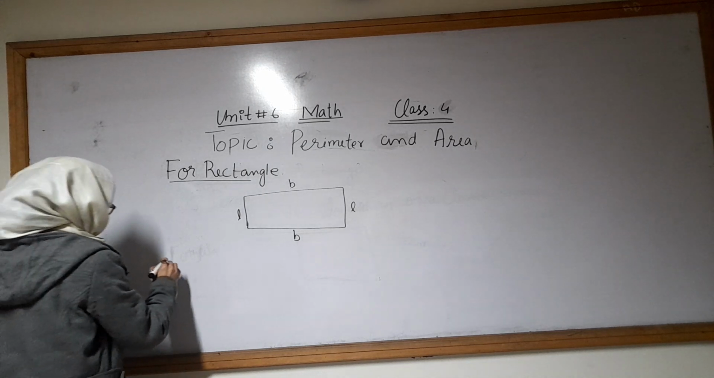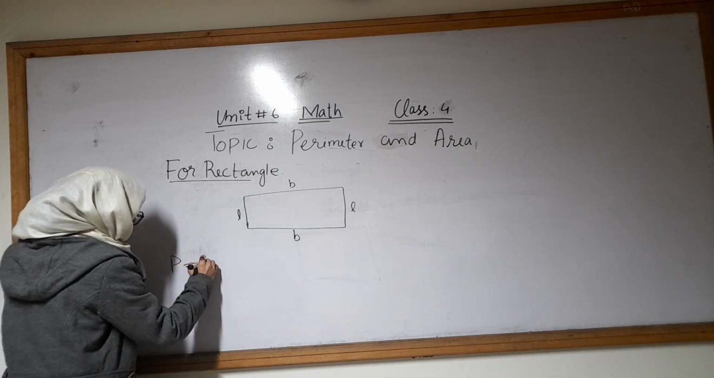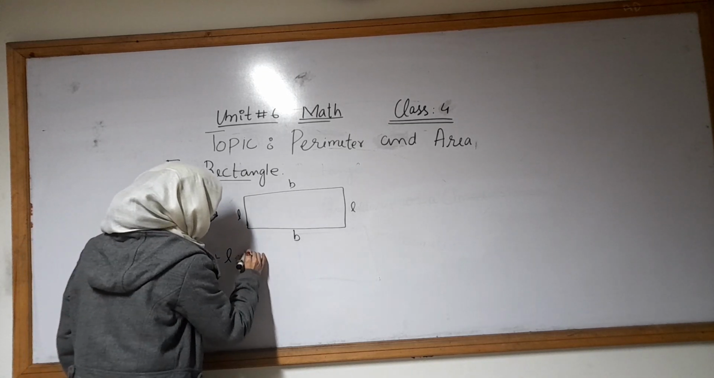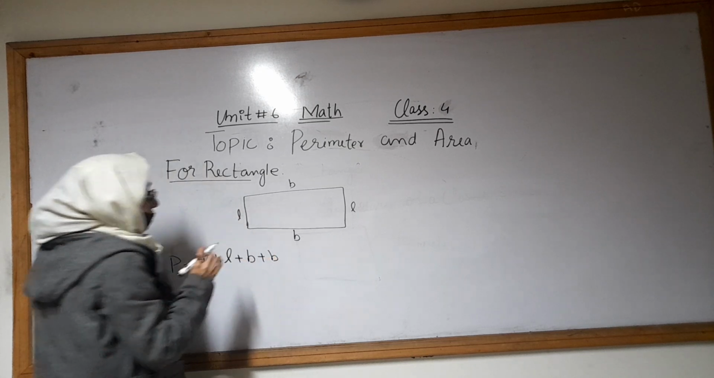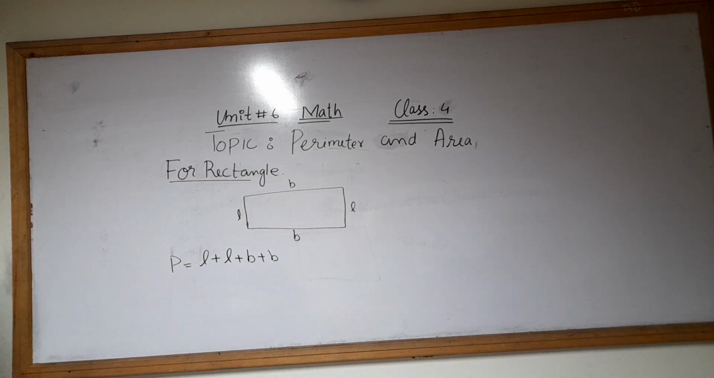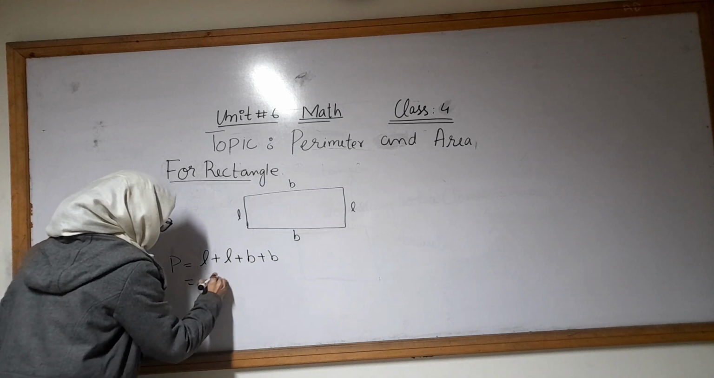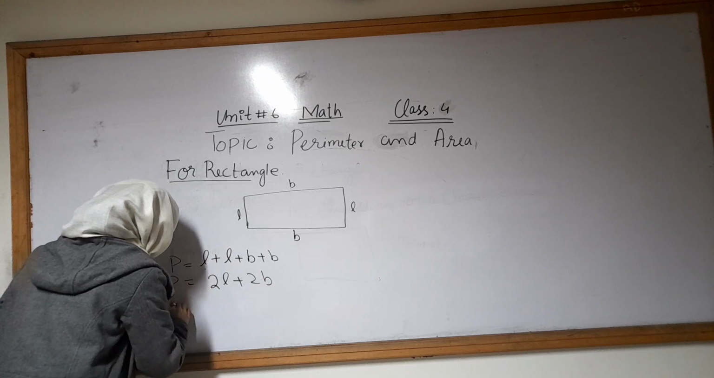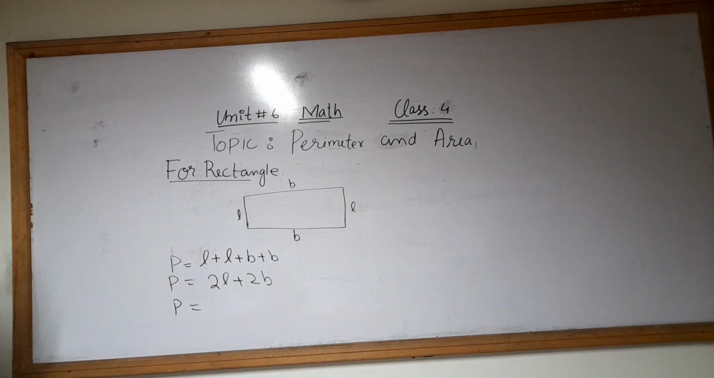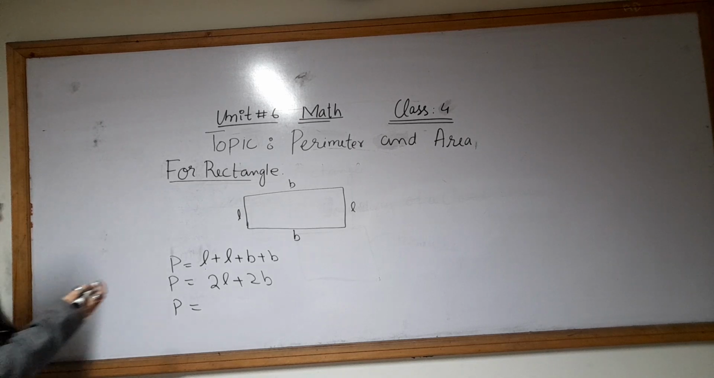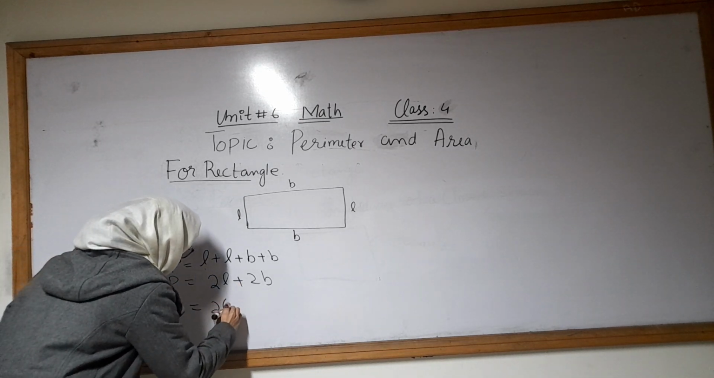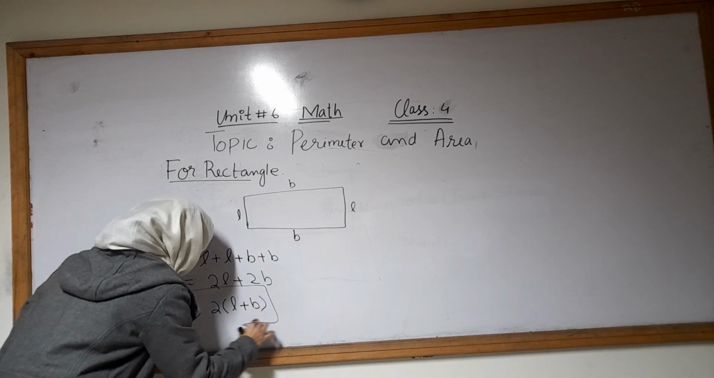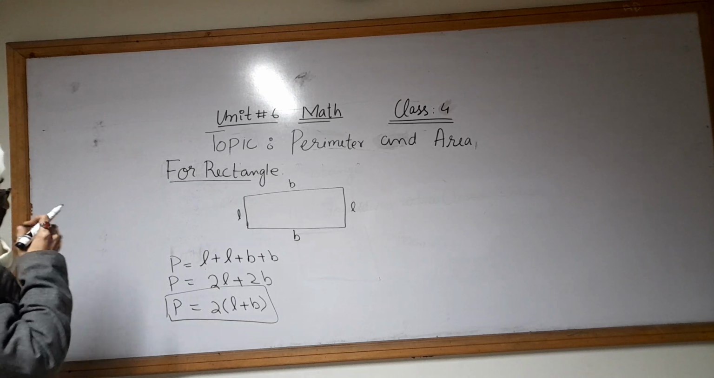So according to our rule, by adding all the sides, we have two lengths and two breadths. But length and breadth are two different quantities. So this is 2L plus 2B. In a more simplified form, we take 2 common and write length plus breadth. So this is the formula of perimeter.